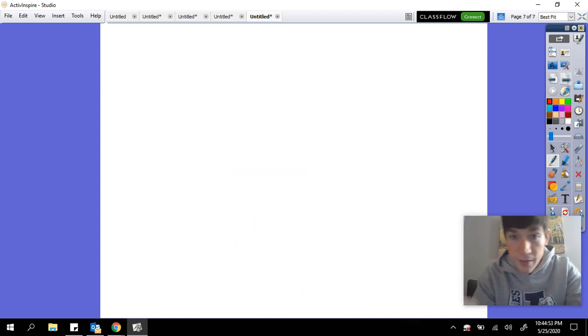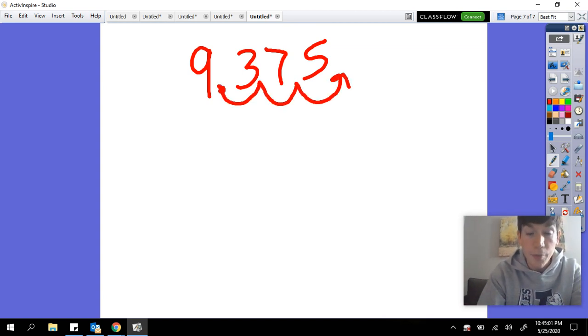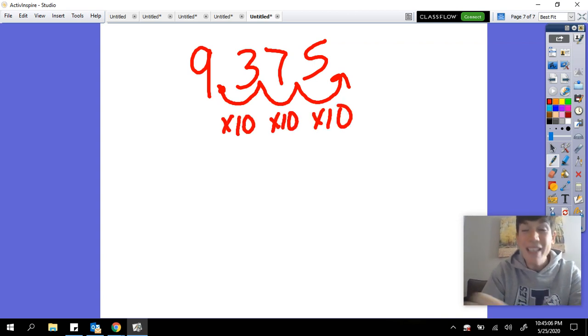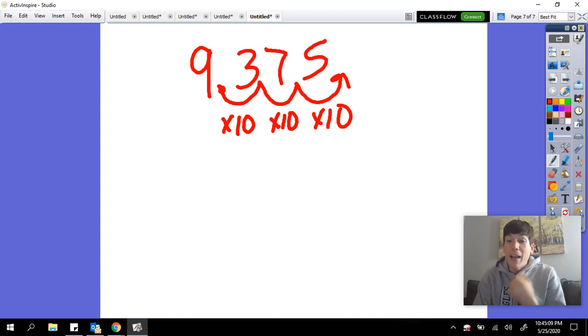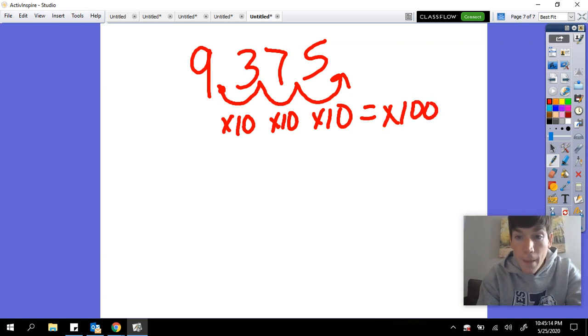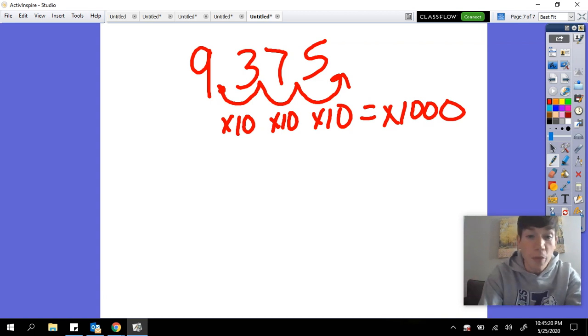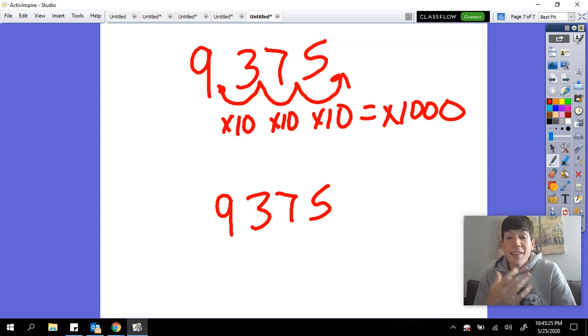Now, same idea, 9 and 375 thousandths. If I were to move the decimal over 1, 2, 3 times, that's the same thing as multiplying by 10 three times. Multiplying by 10 three times is like 10 times 10 times 10, which is like multiplying by 1,000. So if you multiply a number by 1,000, you can simply move the decimal over three times. In this case, we would get 9,375. Now, that's a significantly faster way to multiply numbers by tens, hundreds, and thousands.